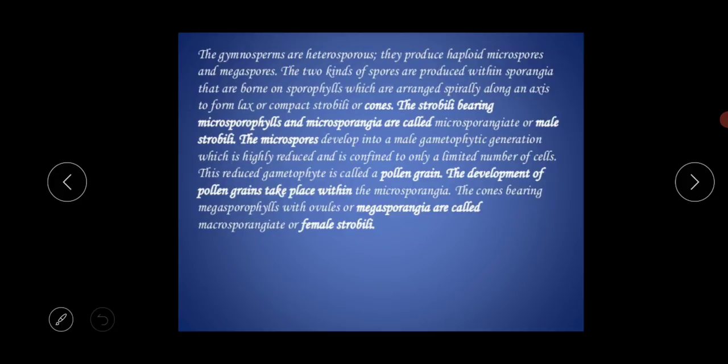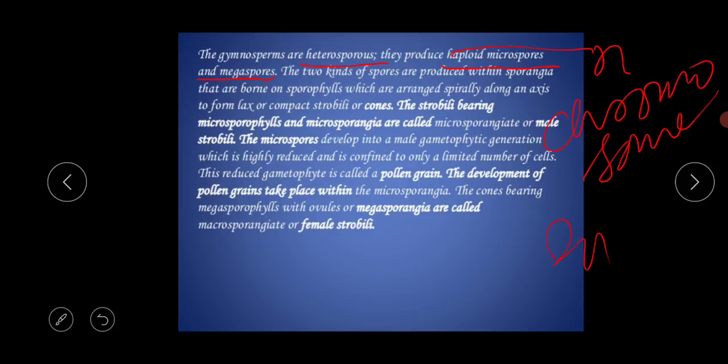Normally the gymnosperms are heterosporous. What is the meaning of heterosporous? We have just discussed it. Heterosporous means two different kinds of spores are produced in the gymnosperm plant. They produce haploid microspores and megaspores. Microspore means the small spore and megaspore means the large spore. Haploid means n number of chromosomes, not the double chromosome number.